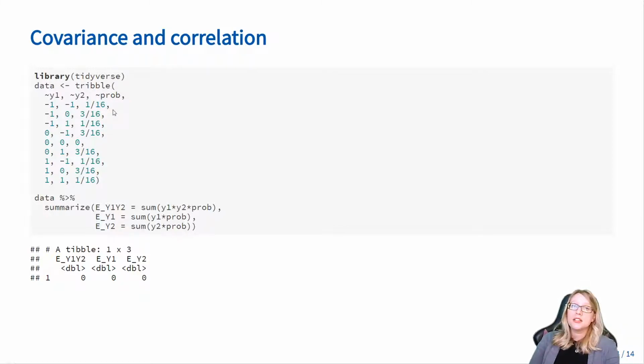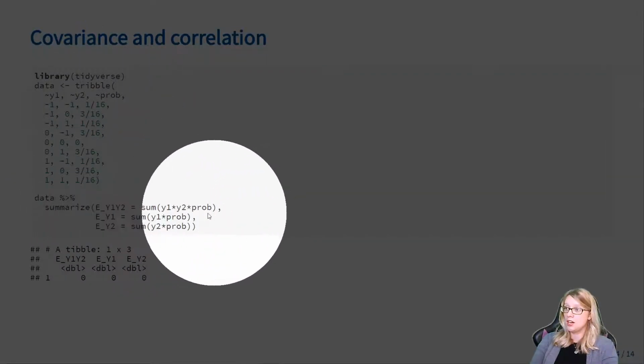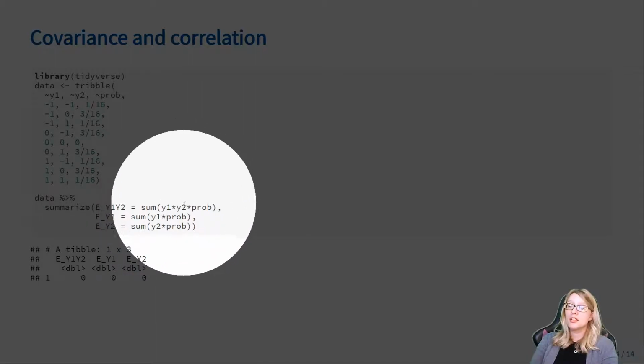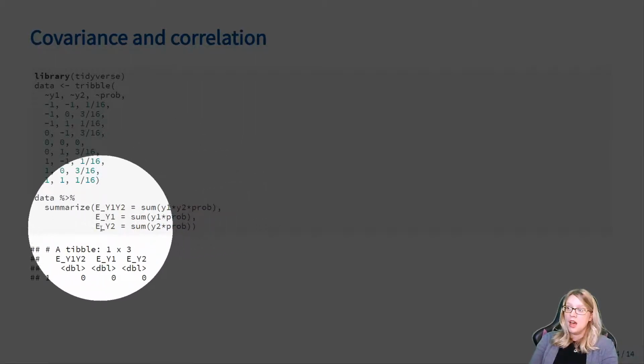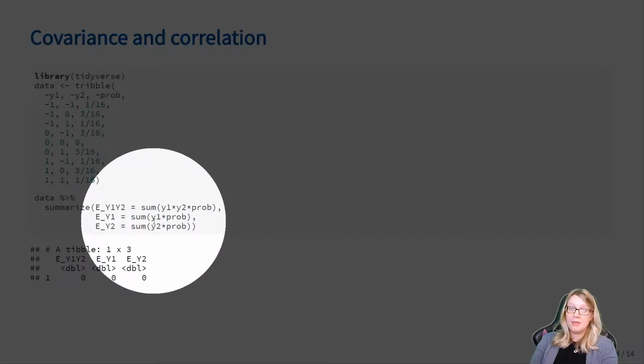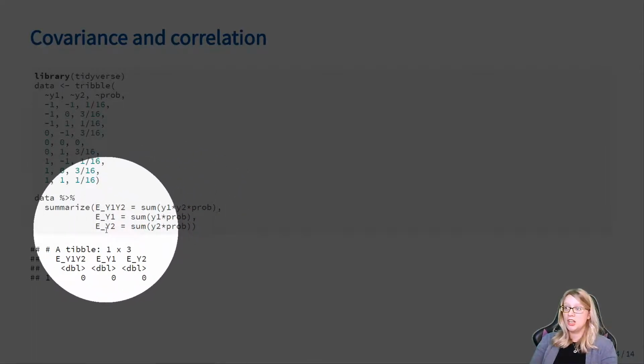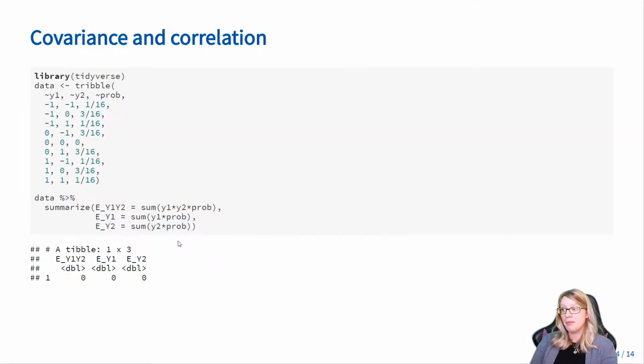Now here's what I'd like to do. Because this is a discrete random variable, we can calculate expected values by taking the sum of the function that we'd like to get the expected value of times the probability. I can do this directly by taking advantage of operations in R. I'm going to take this data and calculate 3 summaries. I'll calculate the expected value of y1 times y2, that's this first row here, by taking the sum of y1 times y2 times the probability. I'll take the expected value of y1 as the sum of y1 times the probabilities, and the expected value of y2 as the sum of y2 times the probabilities.